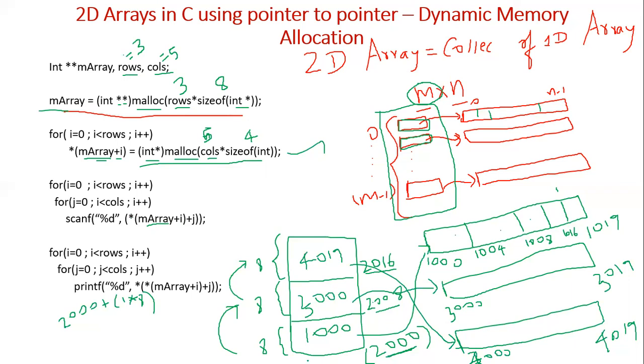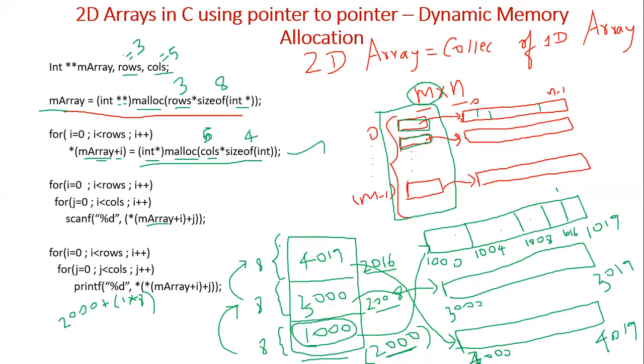Because this 2000 is the address of this row pointer. We don't want this address, we want the value inside that, because that value inside is nothing but the address of the first one dimensional array. So when you give that star, you will get this 1000.